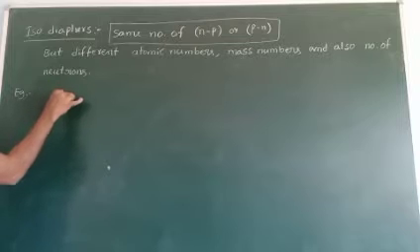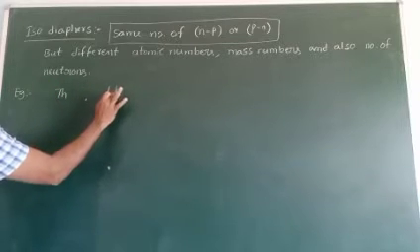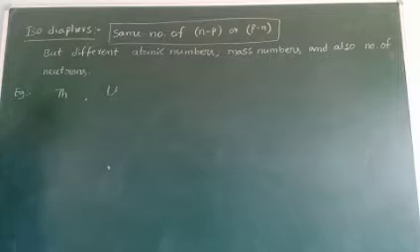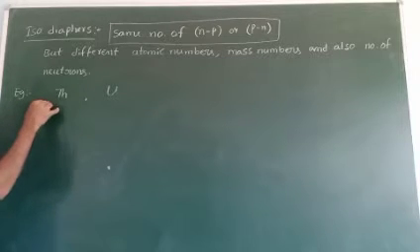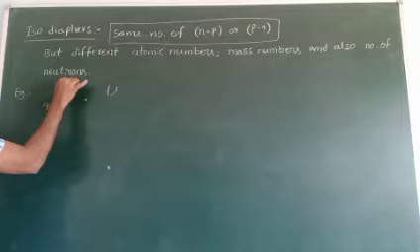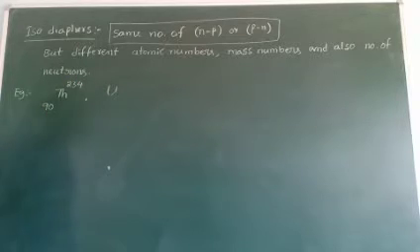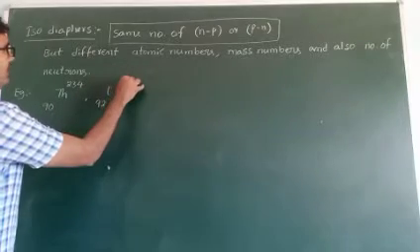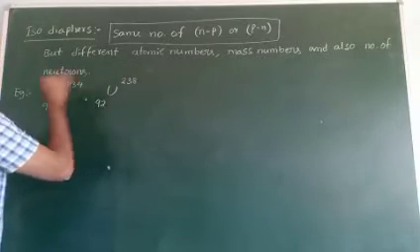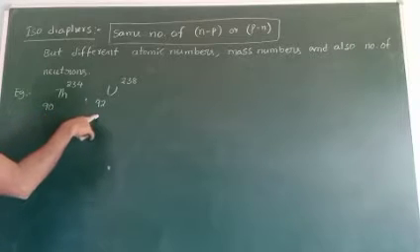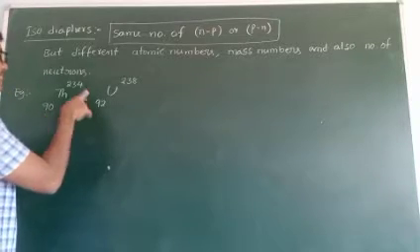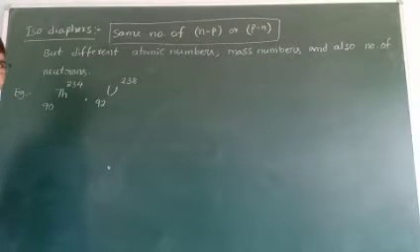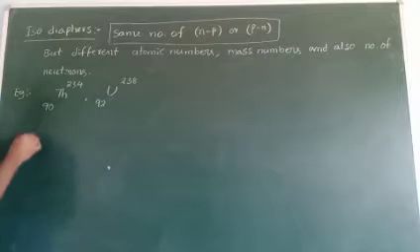Example is thorium and uranium. Th means thorium, U means uranium. Thorium atomic number is 90, mass number is 234. Uranium atomic number is 92, and mass number is 238. It is very clear that atomic numbers are different and mass numbers are also different. So first we have to calculate the number of neutrons.